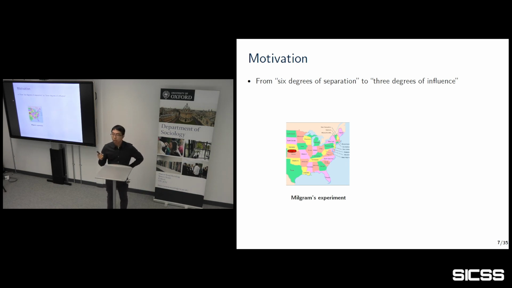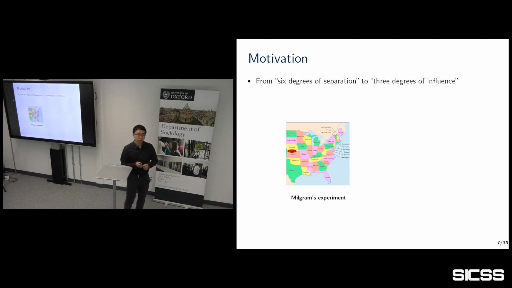What he did is just ask a person who lives somewhere in the US, Nebraska, to send a letter to somebody in Massachusetts. The rule is just to send the letter to one of the people the sender knows. Eventually, he did a study, and I think 25% of the letters arrived. But among the letters that arrived, the average number of hops was like 5.5. So that was one of the original experiments that gave the idea of six degrees of separation.